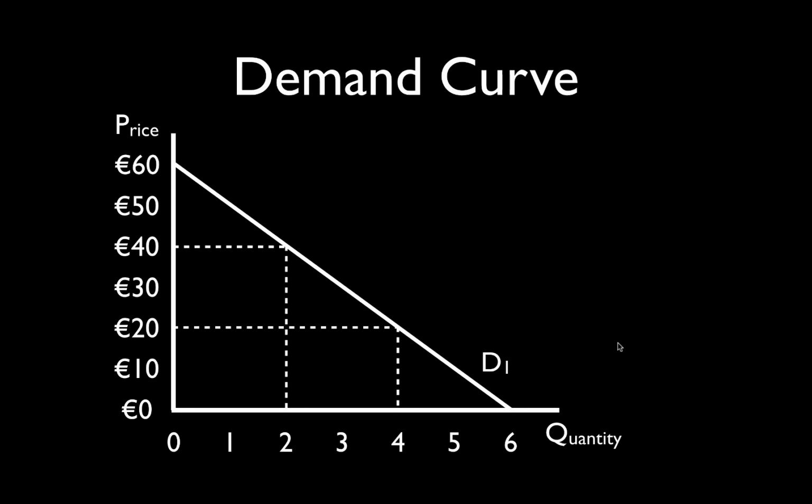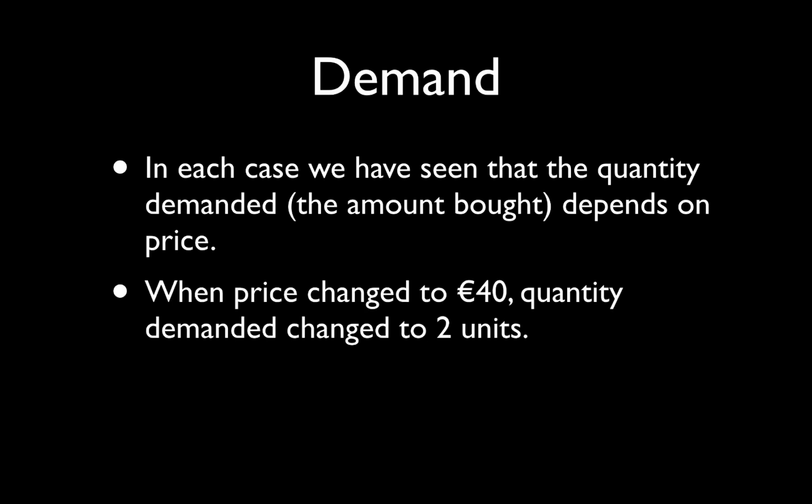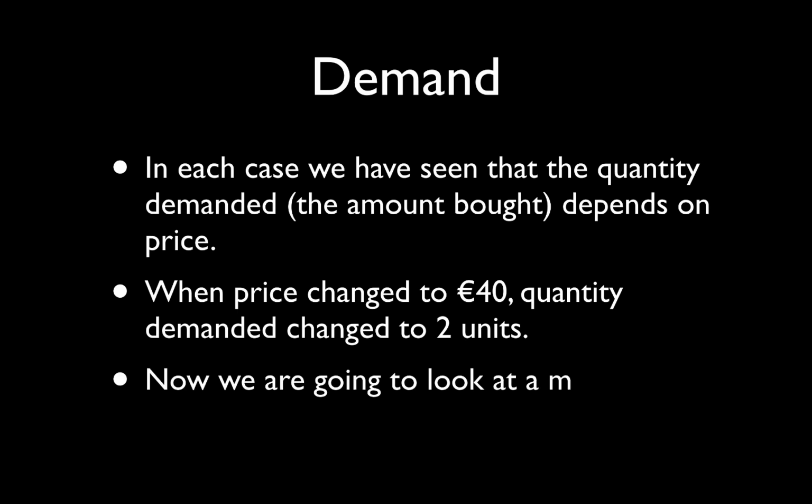We saw from the demand schedule that as price changes, quantity demanded changes. In each case we have seen that the quantity demanded, the amount bought, depends on the price. When price changed to €40, the quantity demanded changed to 2 units, 2 t-shirts in this case. We're now going to look at a more general case. You need to be able to draw a demand curve 110%. You aren't going to do economics unless you can draw a demand curve.